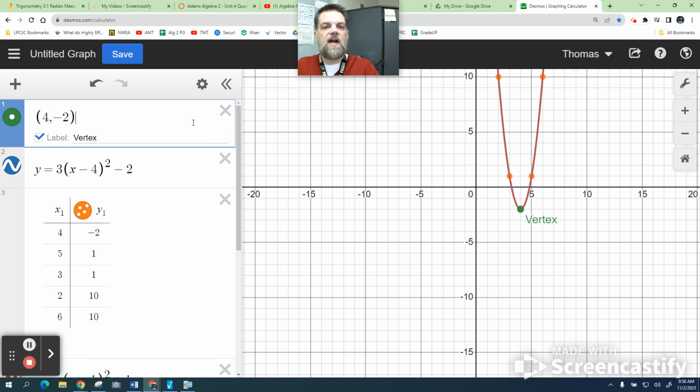And so on a parabola, on a quadratic, the vertex is the lowest point of the graph or the highest point of the graph, depending on if it opens up or if it opens down. Real quick, when does it open down? What causes that graph to flip upside down? If what becomes a negative? Yeah, if the a term becomes a negative.